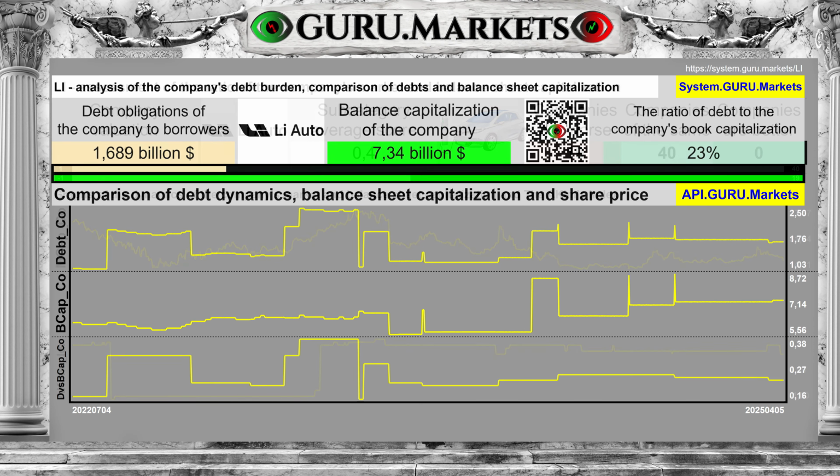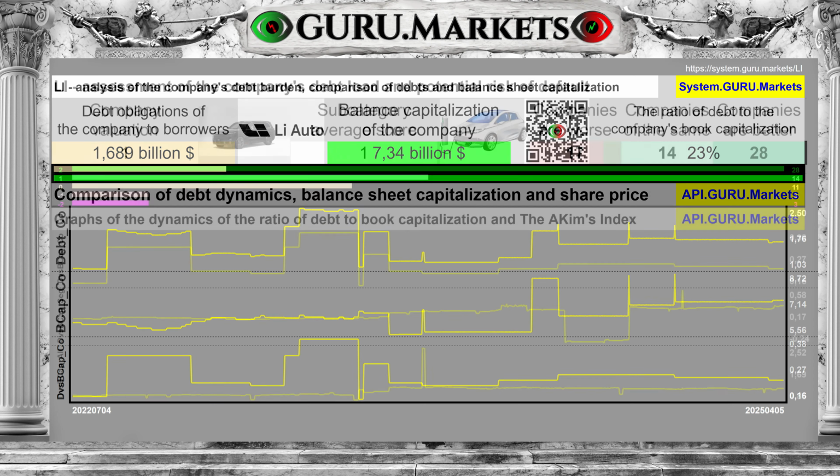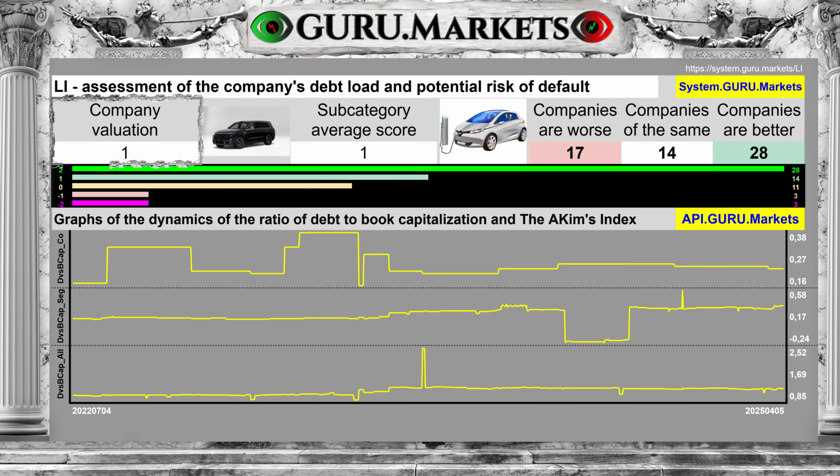The debt obligations of the company under study amount to $1.689 billion. Debt to book value is 23% of equity. Result on the level of debt obligations of the company: good, 1 point.